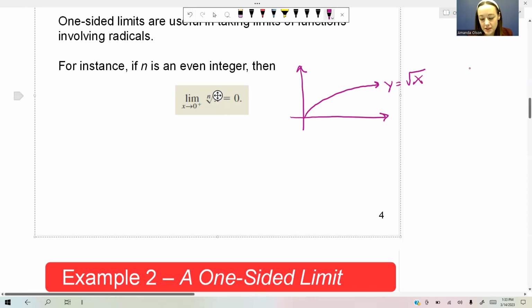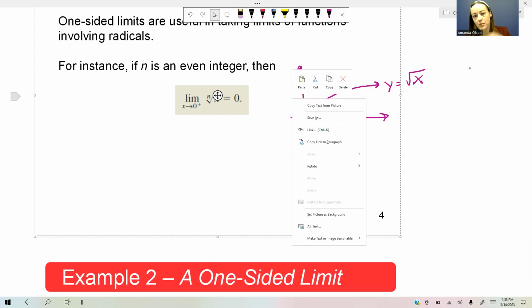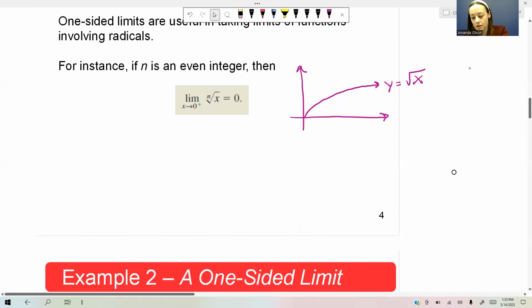At x equals 0, the limit from the left side is actually not defined. We don't have a left-sided limit. Because of that, we can't discuss the limit at x equals 0, because we only have a right-sided limit. So all of a sudden, the second criteria for continuity is not met. We don't have that limit existing at x equals 0, because we don't have any values to the left of 0 for our graph.